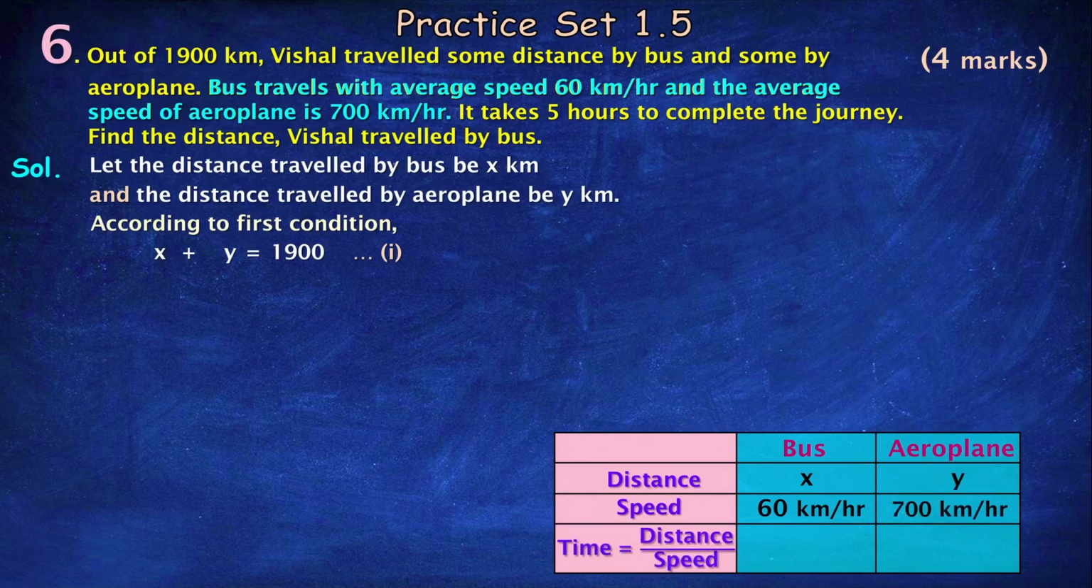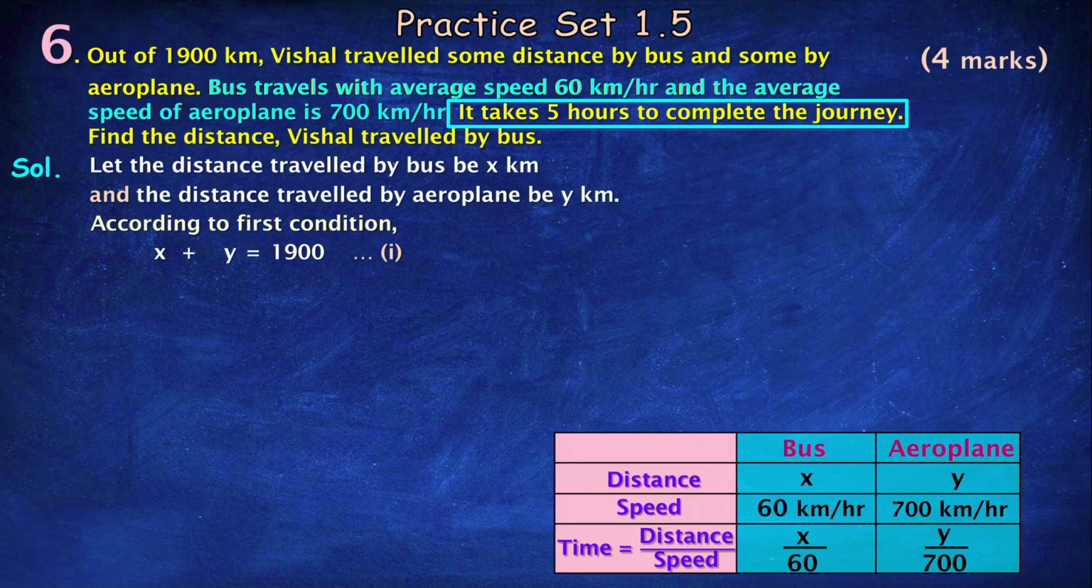So we know a simple formula: time is equal to distance upon speed. So the time required to travel by bus will be distance upon speed. Okay, so x upon 60 will be the time required to travel by bus. Similarly, the time required to travel by aeroplane will be y upon 700, distance traveled by aeroplane upon speed of the aeroplane.